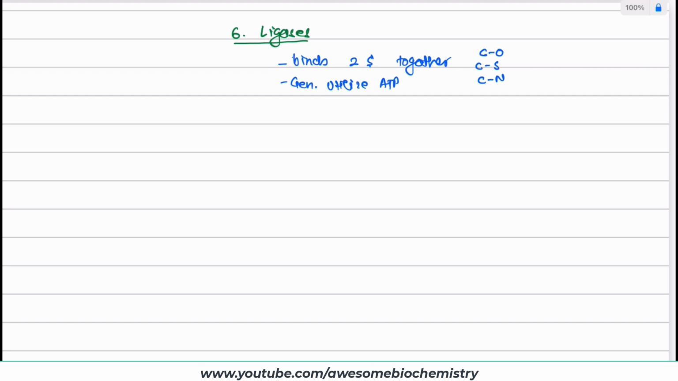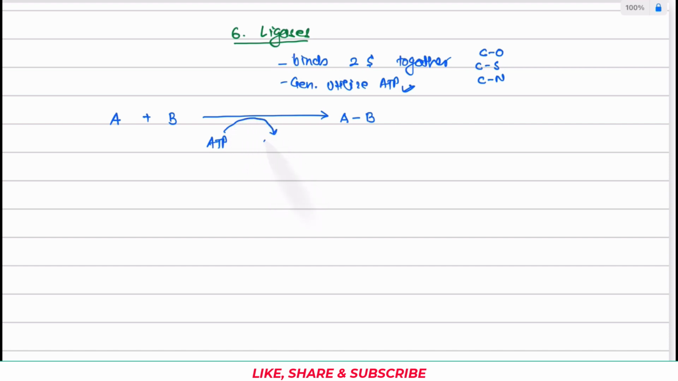Okay, so let's say for example we have two substrates, A and B, and when a ligase class of enzyme works on both substrates, what will happen? There will be a bond formation between A and B, and simultaneously, as I told you, they utilize ATP. So ATP gets hydrolyzed to ADP and Pi. So energy is transferred in for making this bond. One real life example is acetyl CoA carboxylase.